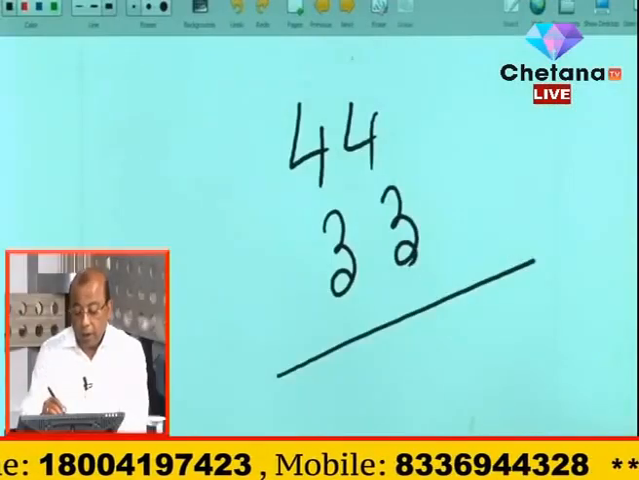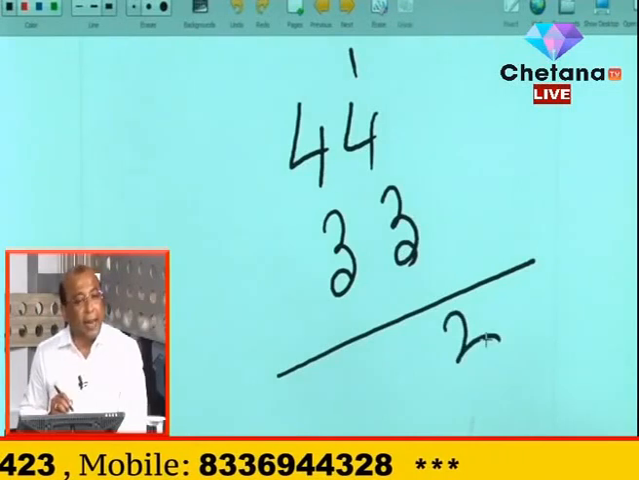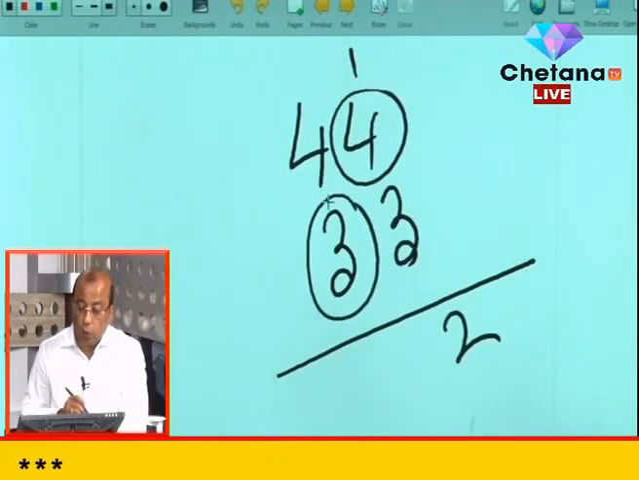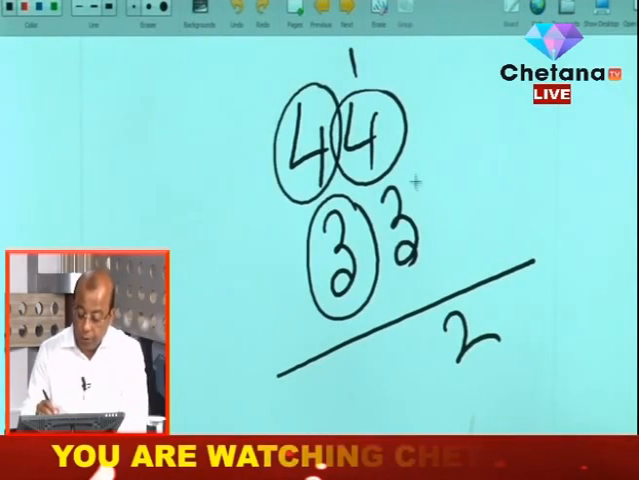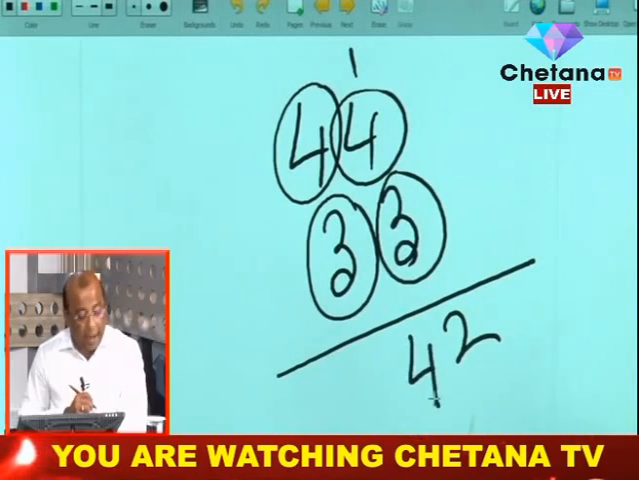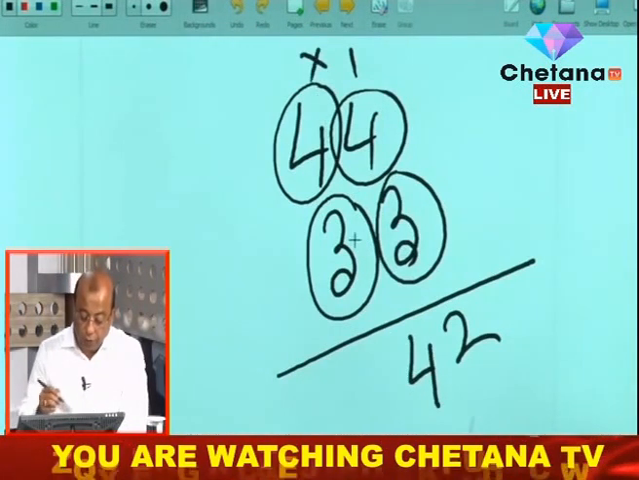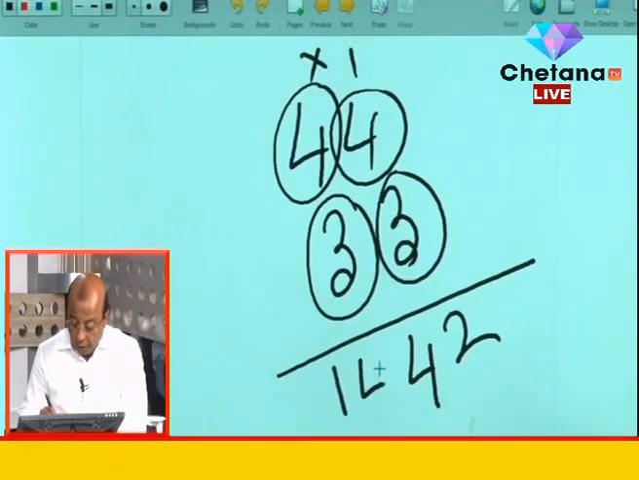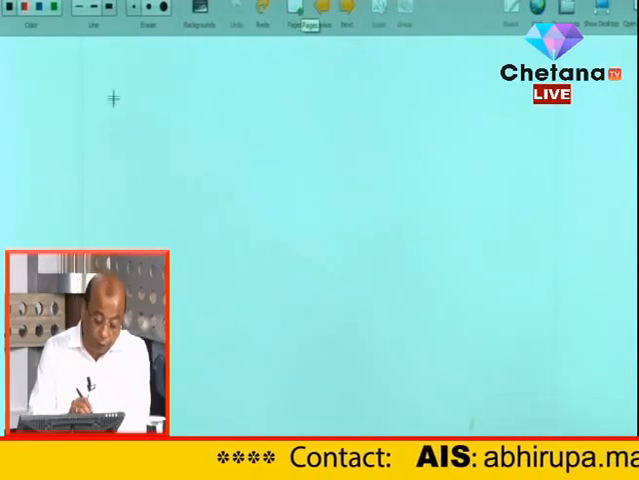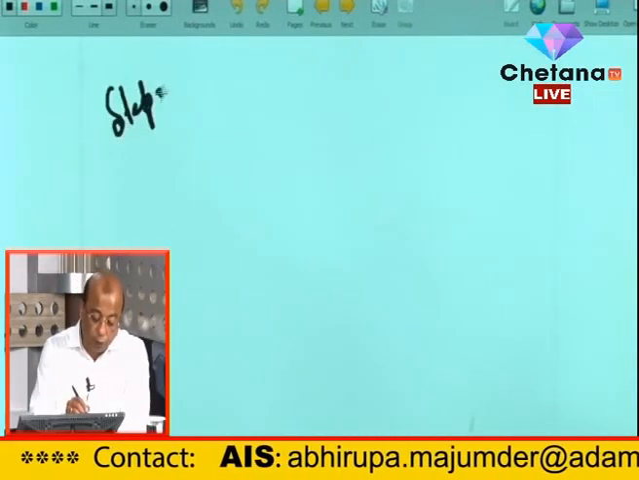44 into 33. Straight. 3 into 4, 12. 1 in hand. Next, multiply diagonally. 3 into 4, 12. 4 into 3, 12. 12 plus 12, 24. 2 in hand. Again, straight. 3 into 4, 12 plus 2, 14. 1, 4, 4, 2. Okay. So again, we'll go for that step 2. We just have to practice.